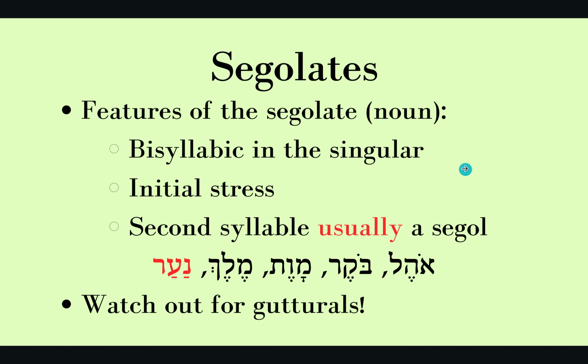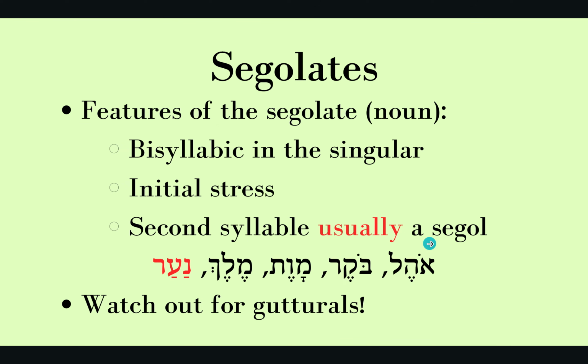This is the rule. These are the features of the segolet noun. First of all, they're bisyllabic in the singular, 2 syllables, right? Ohel, initial stress. That's the second feature. Ohel, not ohel, but ohel, and that's a tent or a tabernacle. The ohel moed is the tent of meeting, for example. And so bisyllabic, ohel, and initial stress, ohel.